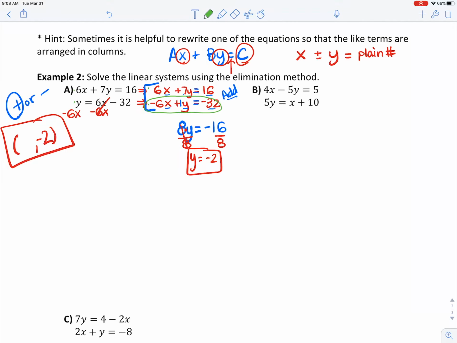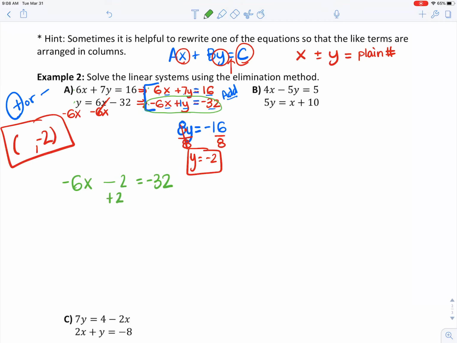Doesn't matter which one I plug it in for, but that's the one I'm going to choose to do. So I have negative 6x plus 1y. Well, y we said was negative 2. Okay, how do I get rid of that plus a negative 2? Well, that's really the same thing. Plus a negative 2 is really the same thing as just saying minus 2.